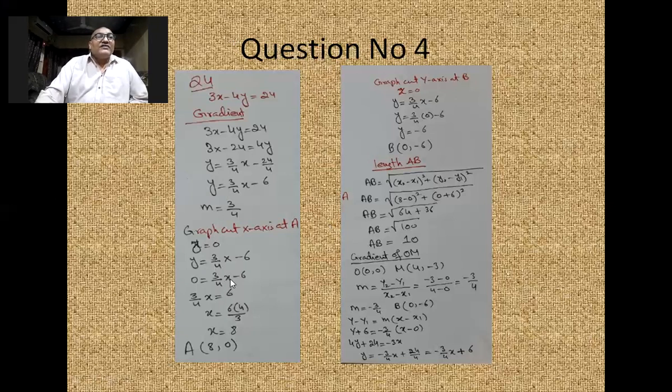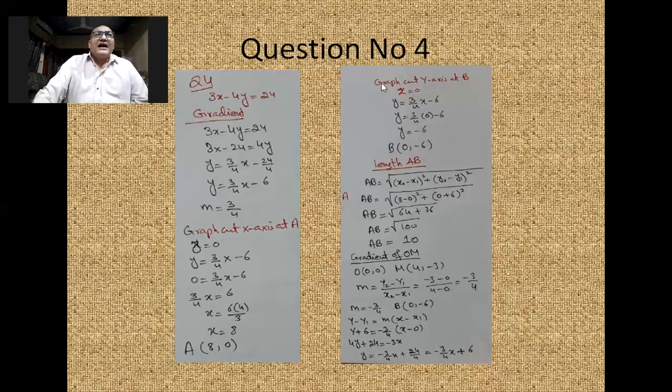So you will have 3 by 4x minus 6, and we will have 3 by 4 into x equals 6. So x will be equal to 6 multiplied by 4 divided by 3. 6 fours are 24. 24 divided by 3 will be 8. So the coordinates of the A point will be 8, 0. A is the point where the graph cuts the x-axis, and the coordinates of A are 8, 0.